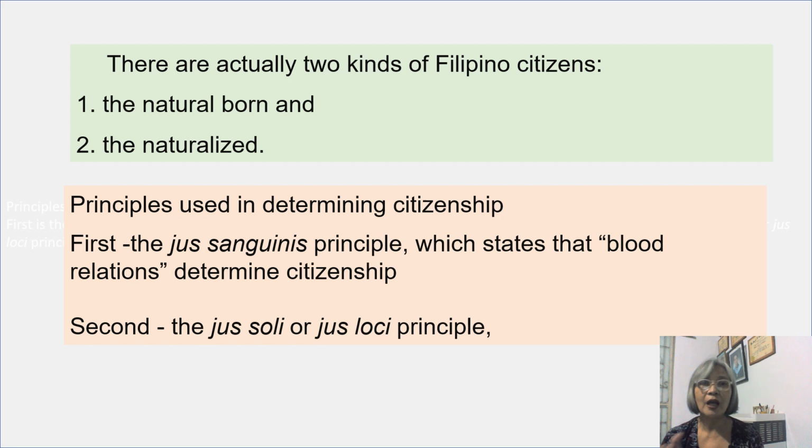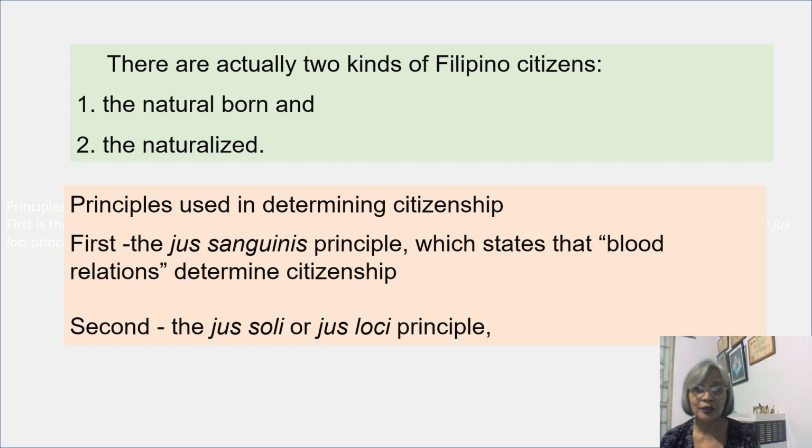Okay. There are actually two kinds of Filipino citizen. Dun sa list ng 1987 citizens of the Philippines, dalawa lang. Natural born and naturalized. Yung natural born ay yung parents niya ay Filipino citizen. At yung nanay niya, kung pinanganak siyang Filipino, kung pinanganak siya before the 1973, natural born pa rin siya kasi makakapag-elect siya eh. Hindi na niya kailangang mag-file ng petition for naturalization or i-adopt ng Congress as a naturalized Filipino.